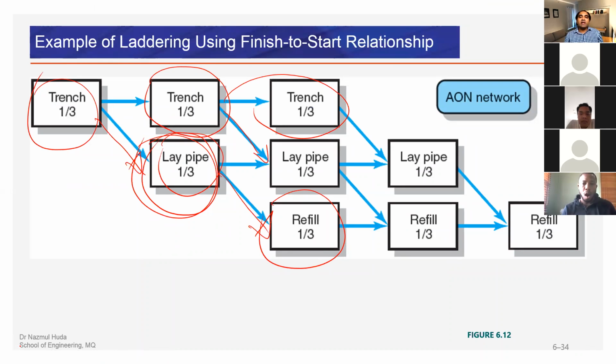So this was a very simple example of the layering approach, right? As soon as we have 1/3 of the trench, we can start laying pipe. As soon as this is done, we can start refilling that 1/3 portion. So we reduce the total duration of the project. Okay, so that is known as layering.